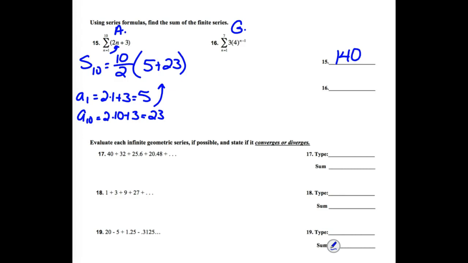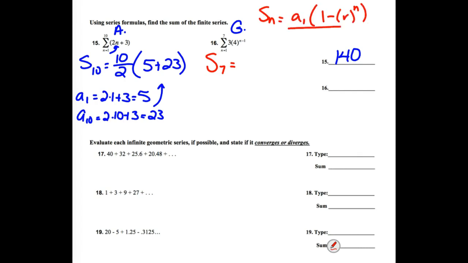Question 16, you said, was geometric. That's probably the more complicated of all of our formulas. So we have the sum of how many numbers? 7. All right. Our formula says we need the first number. I'll put it up here: first number times 1 minus r to the nth power, divided by 1 minus r. Okay? Do we know r?